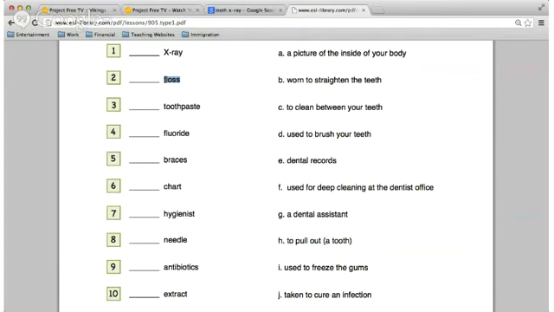Now, floss itself, you could call it dental floss or floss, either way, it's actually an object as well. So let's take a look here, you guys.